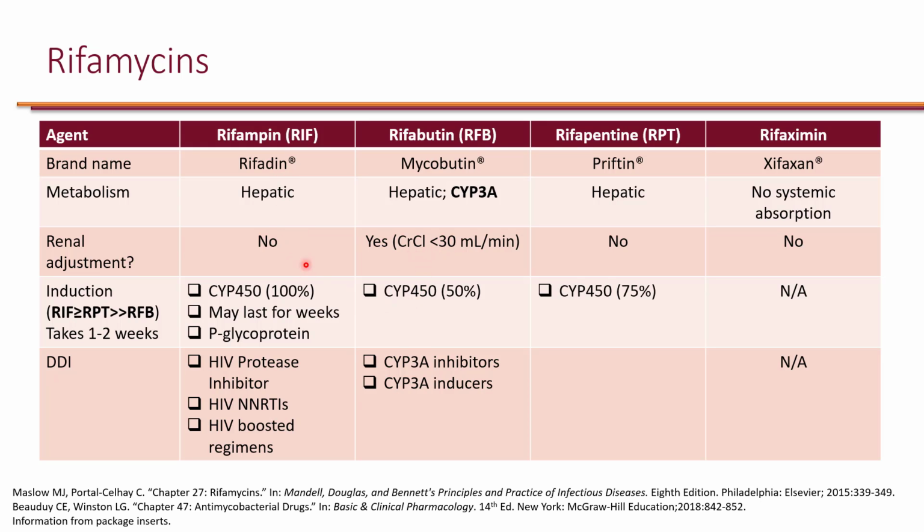Now, if we consider rifampin's potency of induction at 100%, rifabutin would be at 50%. So it's not as strong of an inducer, so it's considered a moderate inducer of CYP enzymes, so that could be one thing to use to manage some of these drug interactions. And rifapentine's induction is between rifabutin and rifampin. So rifampin is the strongest one, then rifapentine, and then rifabutin.